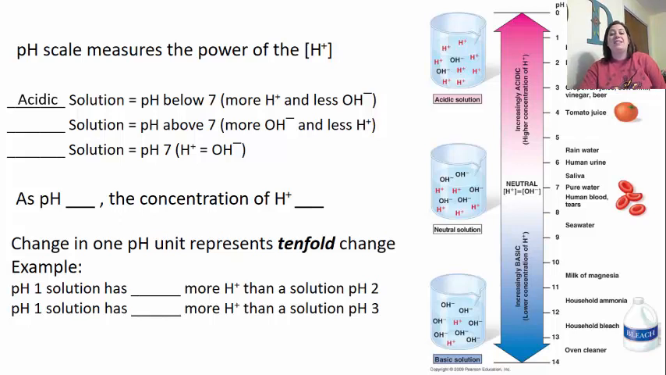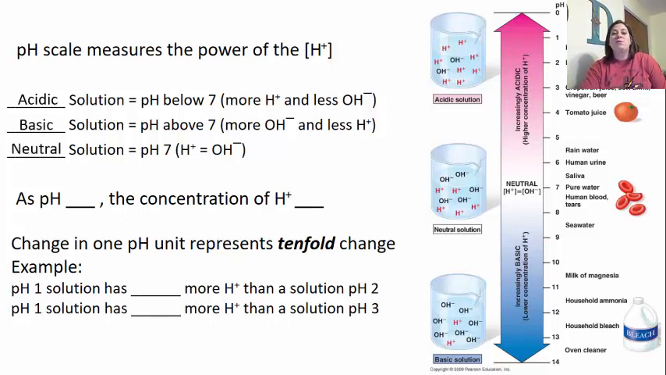A solution that's above 7, okay, if we saw here it had more hydrogens, more OHs for an acid, a base is going to have more OHs and less H's. All right, and this is going to be a basic solution. If the solution has a pH of 7, it's considered neutral.